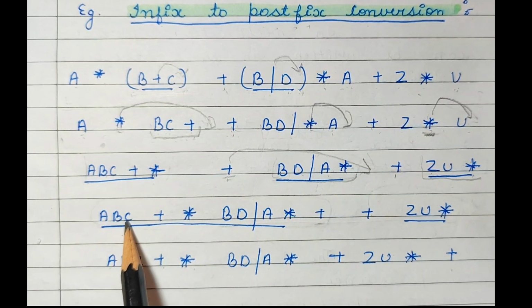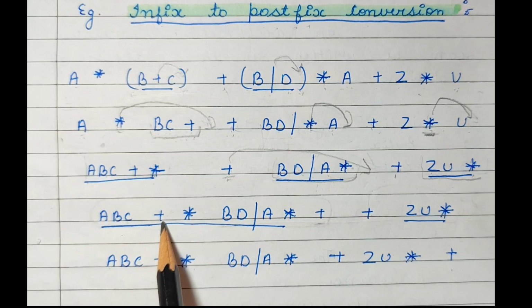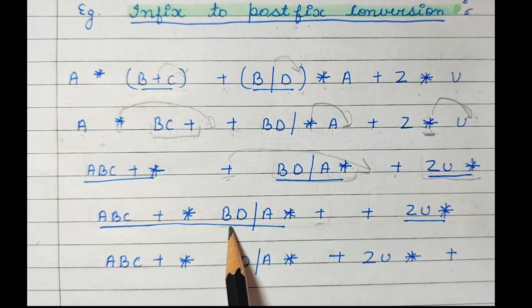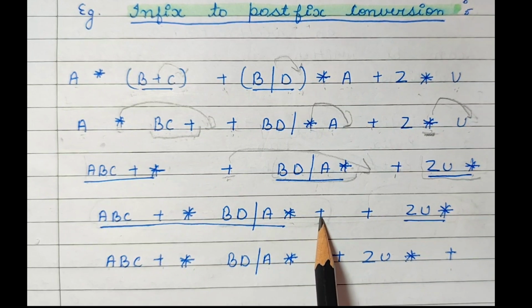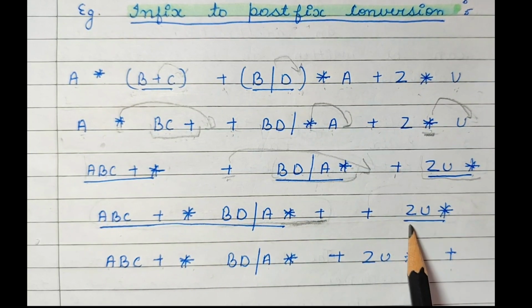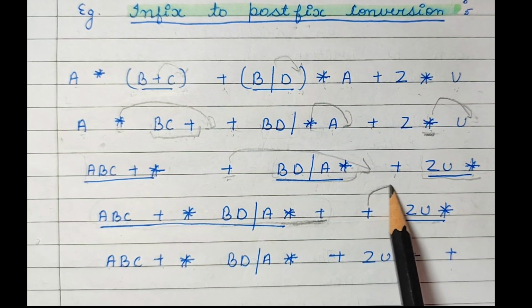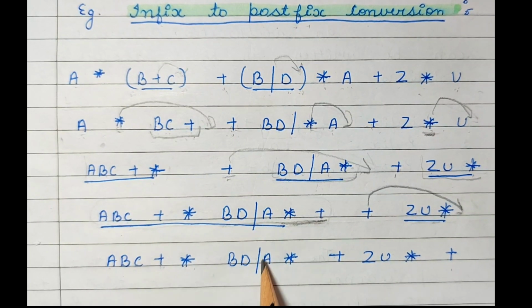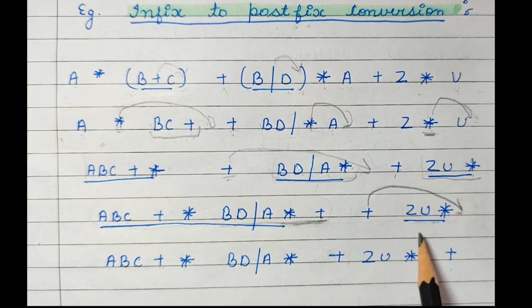Okay, so it becomes ABC plus multiply, we write as such, then BD divide A star, we write as such. Now plus moves further here. Now this collectively becomes a single operand, and plus ZU star. This is the other operand. So this plus goes further. It becomes ABC plus star BD divide A star plus as such, then ZU star as such, and plus moves further. So this is completed.